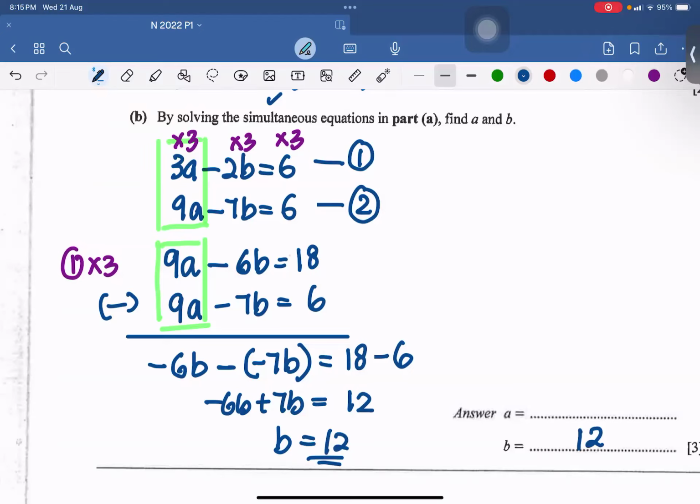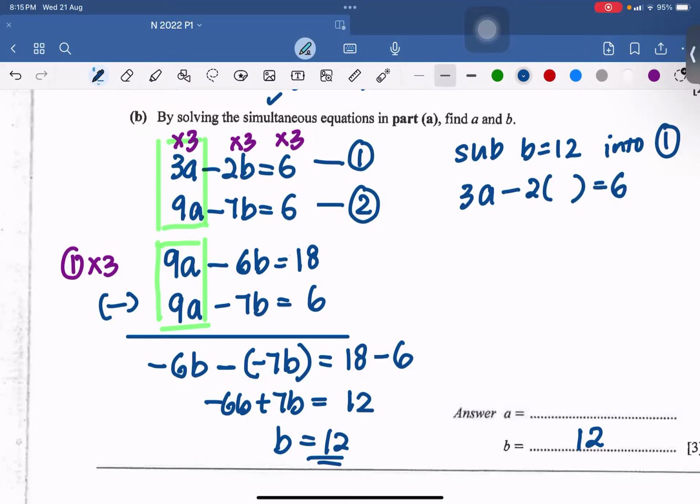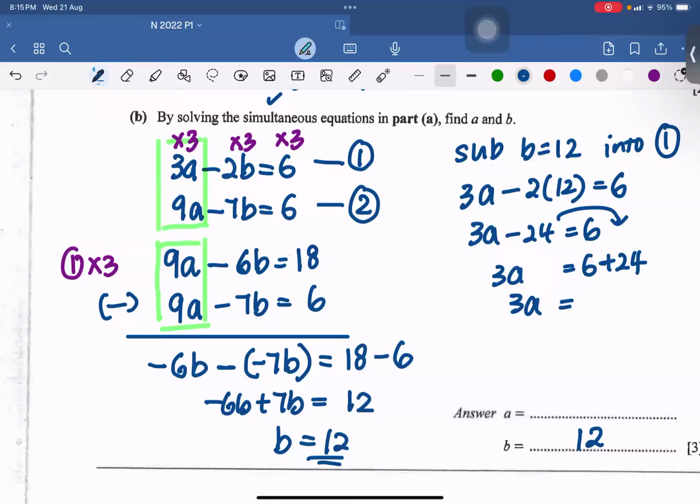After we found b, we can substitute b equals 12 in any one of the equations. I'll just choose equation 1, okay, for simplicity. So 3a minus 2 times letter b equals 6. b is now 12. Then you get your answer.